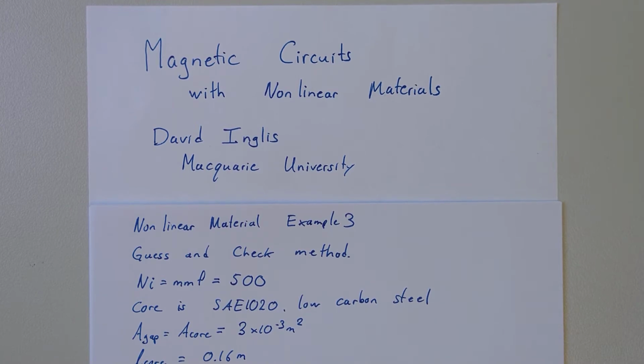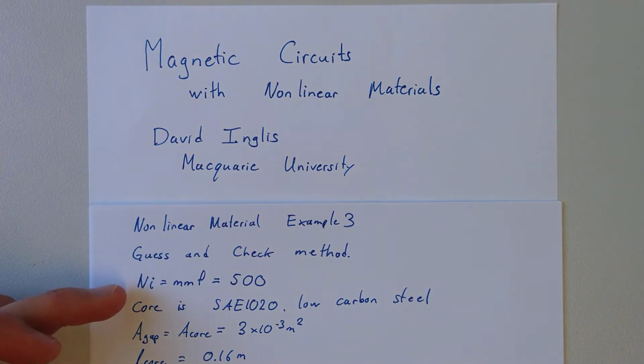We're going to do example 3 now of magnetic circuits with nonlinear materials. In this example, we'll use the guess and check method to find the operating point for a simple core gap circuit. The structure is the same as the previous examples, but the numbers are a little different.